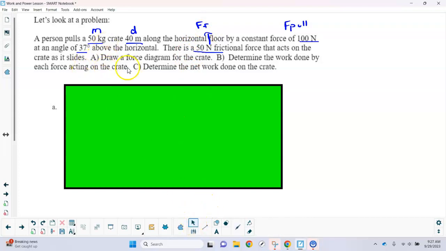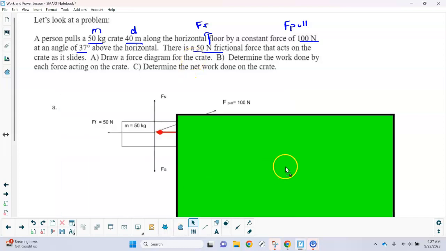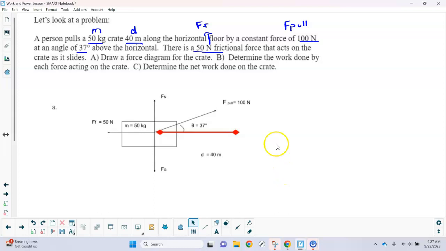So if we think about this, we've got a pull to the right, we've got friction to the left. I'm sorry, the pull is up and to the right because it says 37 degrees above the horizontal, so it's pulling up and to the right. We have gravity acting on this crate, so that's going to go straight down, and it's touching the floor, so the floor is pushing back up on it. So this is what I would say the free body diagram should look like.